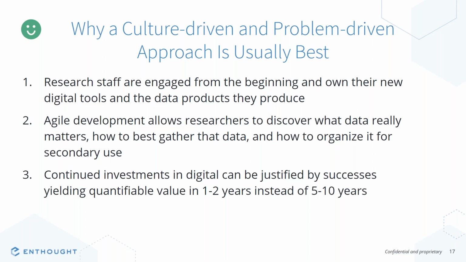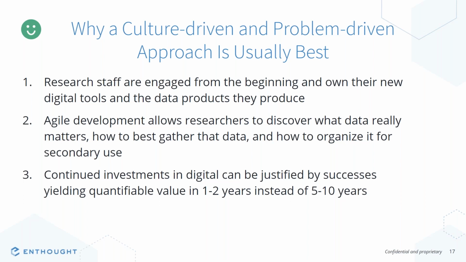Secondly, as we're seeing, agile development allows researchers to discover throughout the process what data really matters, how to best gather that data and how to organize it for secondary use. Becoming a digital-centric lab in a business is challenging and complex. It's a complex problem with a large number of unknowns when you're starting out on this journey. And an agile approach allows your teams to experiment and learn quickly from inevitable failures and find out what works best in their lab to continue moving forward, and not spending a lot of time and money on something that has a high risk of failure. It's about iterating and learning and building that into your process.